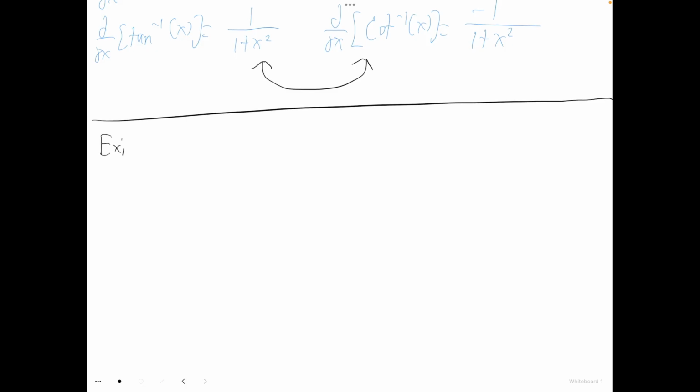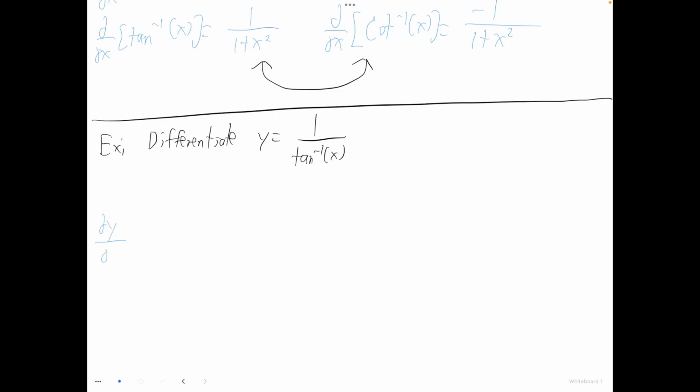So we want to differentiate y equals 1 over tangent inverse of x. Okay, so this is 1 over tangent inverse of x. And so we can do this two ways. We can either use the quotient rule or we can use the chain rule. We use the chain rule a lot, so I'm going to use the quotient rule here.